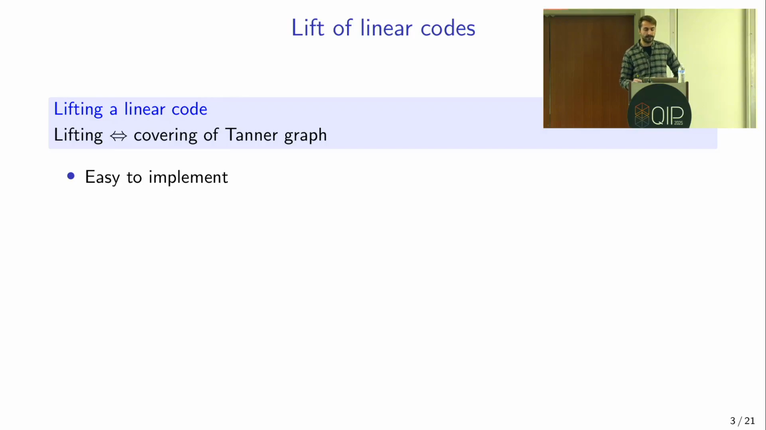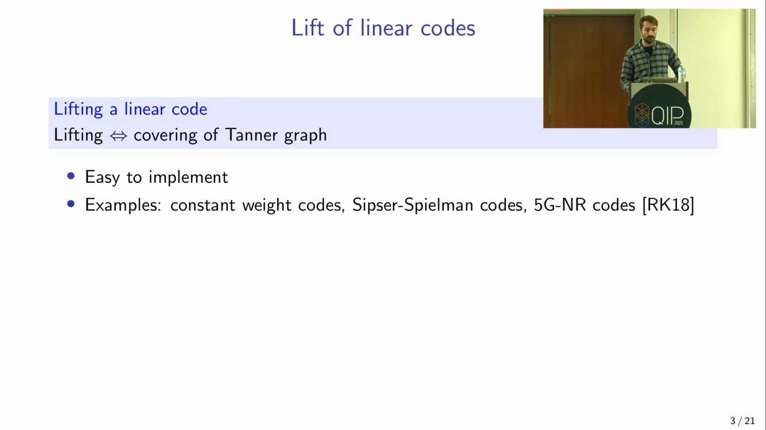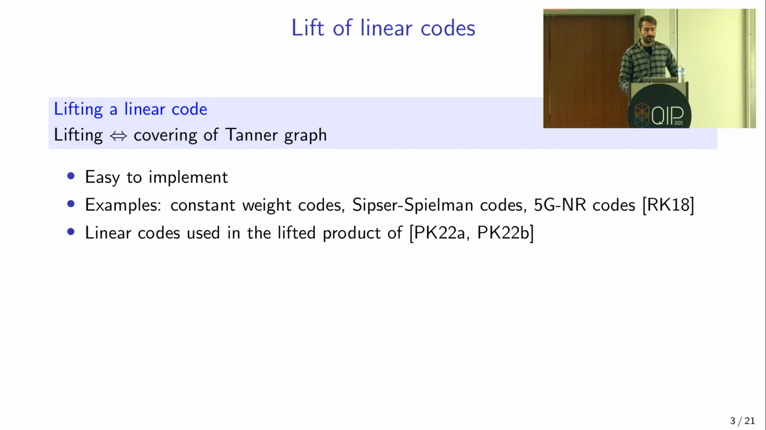It's a very easy to implement and flexible operation. It encapsulates many known codes, such as many constant weight codes. Some of the Sipser-Spielman codes can be seen as an example of this, and also its application in 5G New Radio codes. Also the linear codes used in the lifted product, as I said, can be created by a lift in this sense.